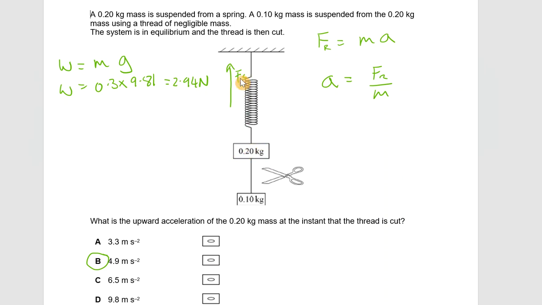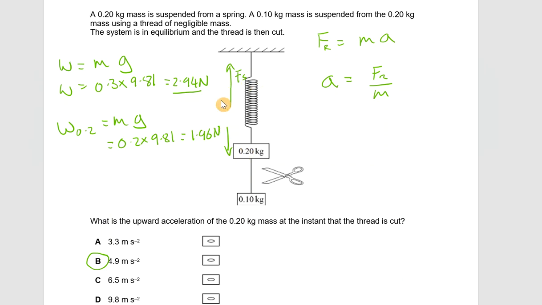When the string is cut, there's still a downward force being produced by the 0.2 kilogram mass. So what's that weight? The weight of the 0.2 kilogram mass is again mass times gravitational field strength. Its mass is 0.2 kilograms, gravitational field strength 9.81. We've got a force of 1.96 newtons. So the spring is producing a force of 2.94 newtons upwards. This weight is producing a force of 1.96 newtons downwards.